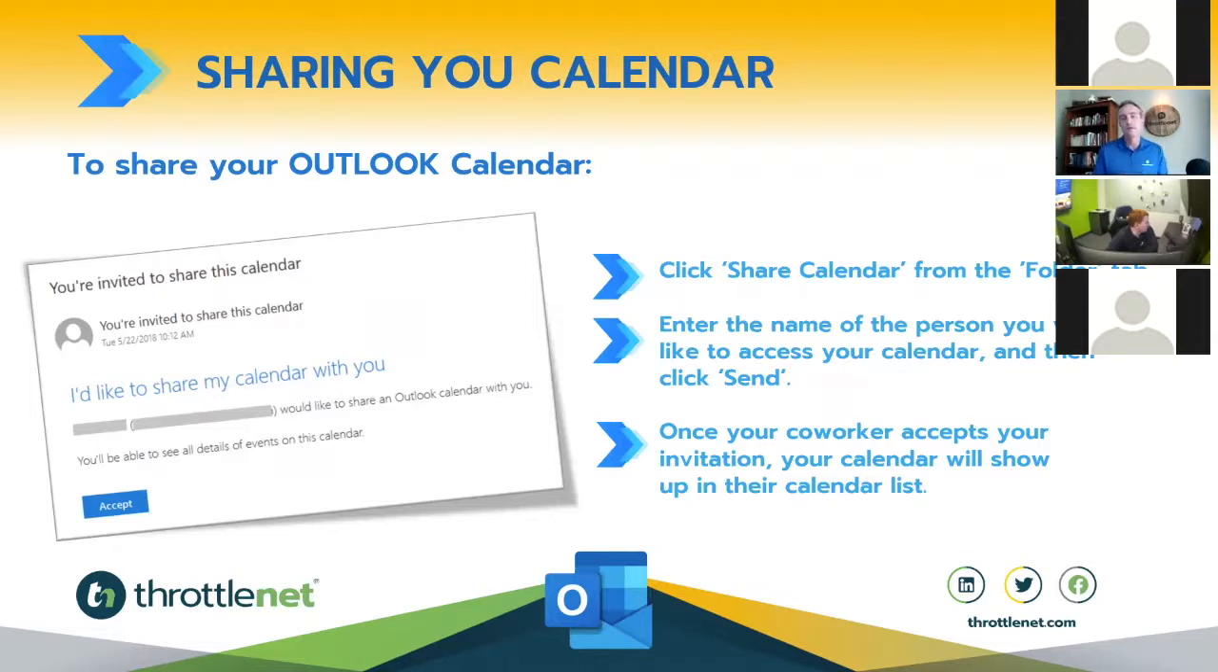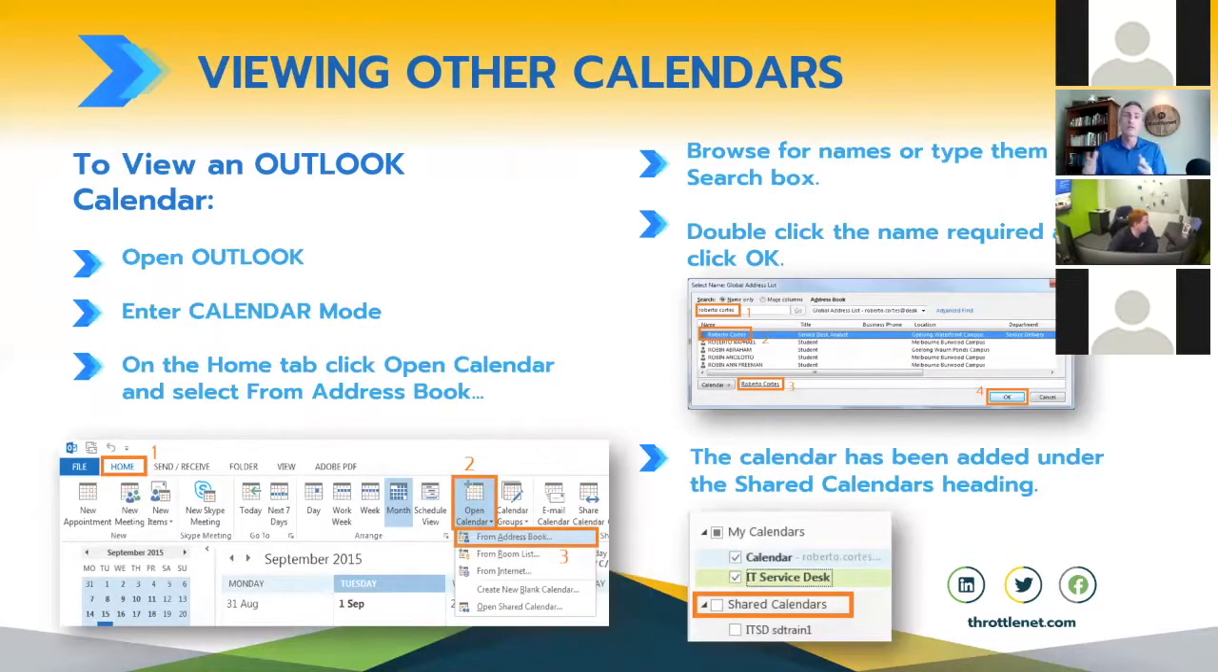And we'll cover a few other ways that we can do that as well as we talk more about your calendar functionality. So quite simply stated, you'll just click Share Calendar from your folder tab. You'll enter the name of the person you would like to access the calendar and then click Send. Once they get it, they'll accept it. And at that point, your calendar will show up when they choose it to within their calendar list, which brings us to viewing other people's calendars.